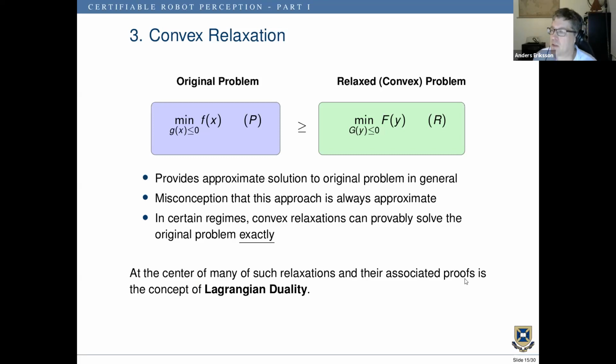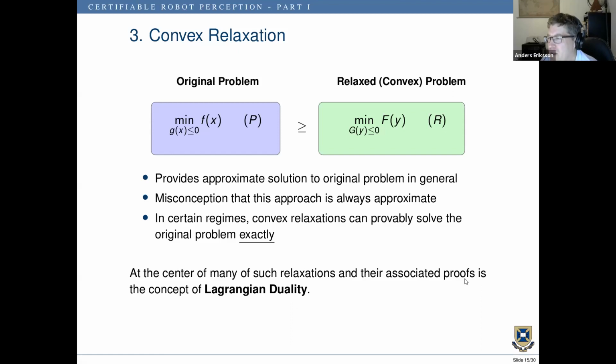Then the next one, I'm going to spend perhaps most of my time on, is that of convex relaxation. The idea here is, again, similar to that of relaxation that I mentioned before: you have some original problem, here our primal problem P, that for some reason is too difficult to solve globally. We'll then try and find some relaxed problem, ideally convex, and we'll solve that instead.